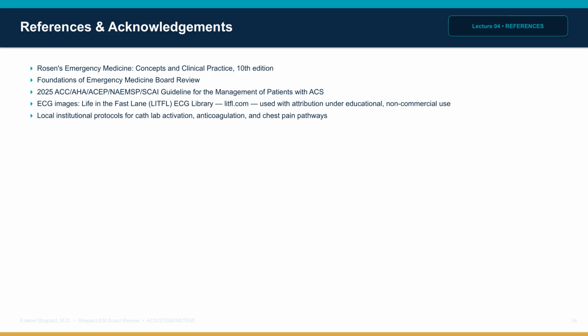References for this lecture include Rosen's Emergency Medicine, Foundations of Emergency Medicine Board Review, the 2025 ACC, AHA, ACEP, NSTEMI, and SCAI Guideline for Acute Coronary Syndromes, and the Life in the Fast Lane ECG Library for ECG pattern review. The ECG images in this lecture are original schematic teaching visuals, not reproduced patient ECGs. Use local Cath lab activation criteria, anticoagulation protocols, and institutional chest pain pathways for operational details.